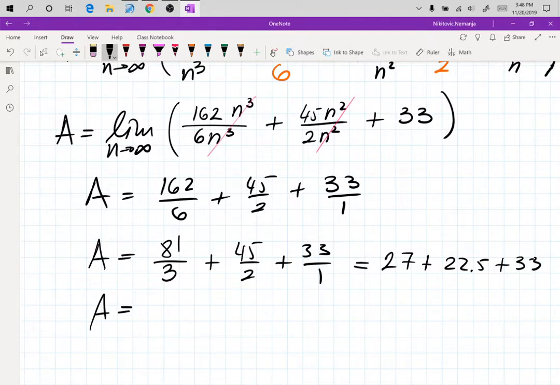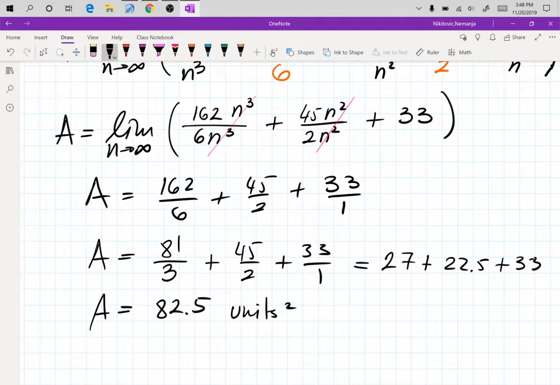That's 82.5 units squared. Yay! We computed the exact area for this curve, the exact area under the curve, but above the x-axis.